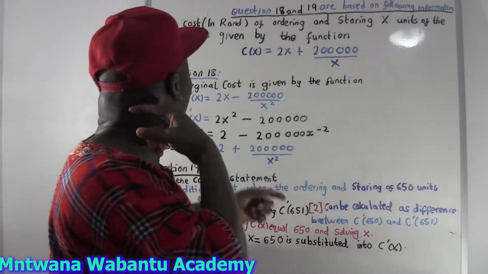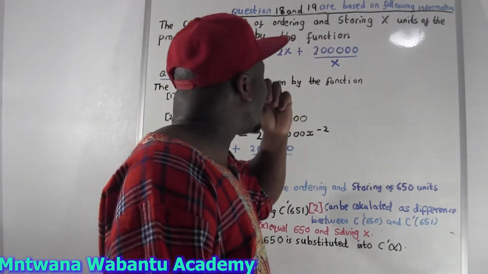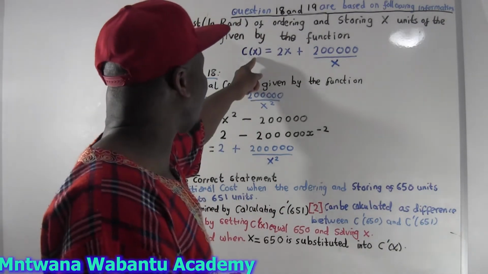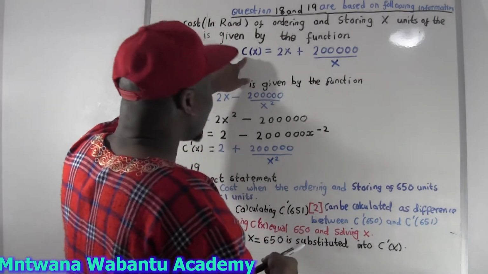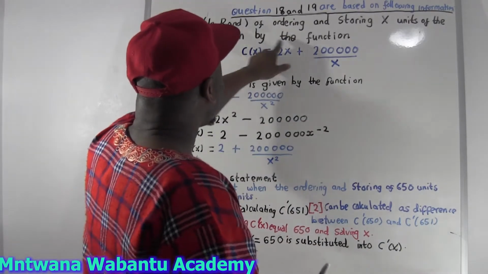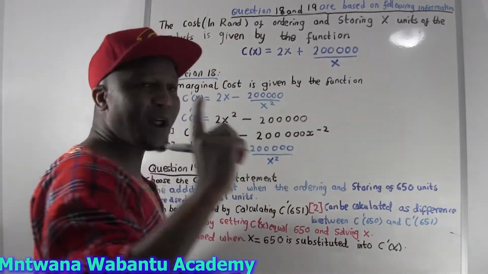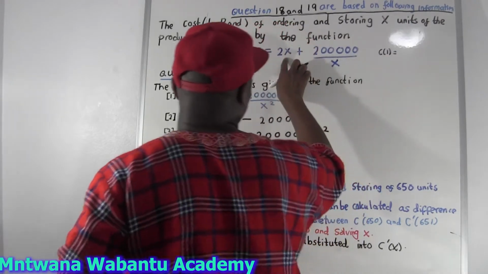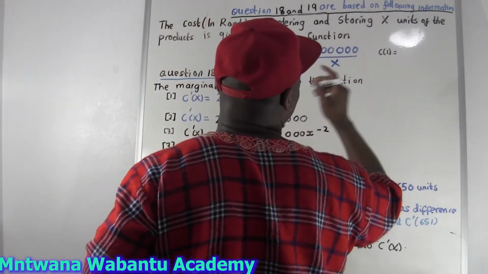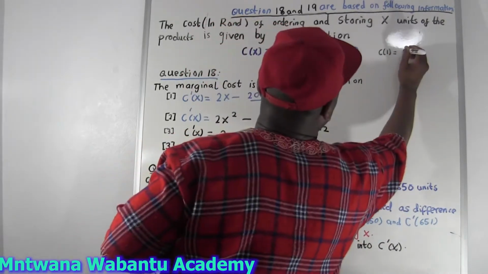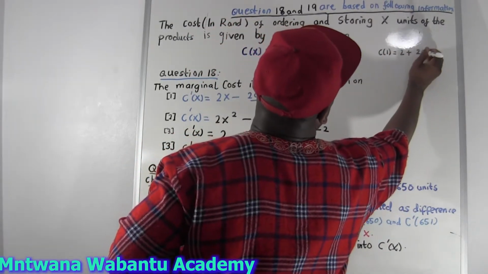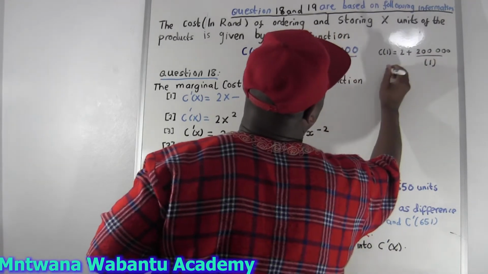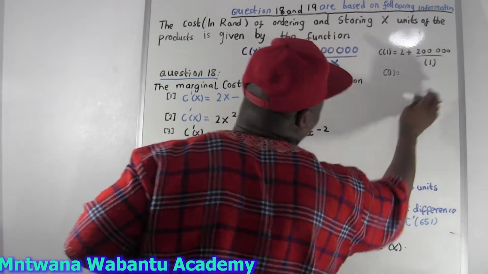So this is the cost of ordering and storing x units. What does that mean? For example, if I take 4 units, this is a cost. So this is a cost function, that's what C means. For example, if I order 1 unit, I'm going to say C of 1. Whenever there's an x, it's going to be 1, because it's x units of ordering and storing. So it's going to be 2 times 1 equals 2, plus 200,000 over how many units? 1, and this gives you how much it costs.